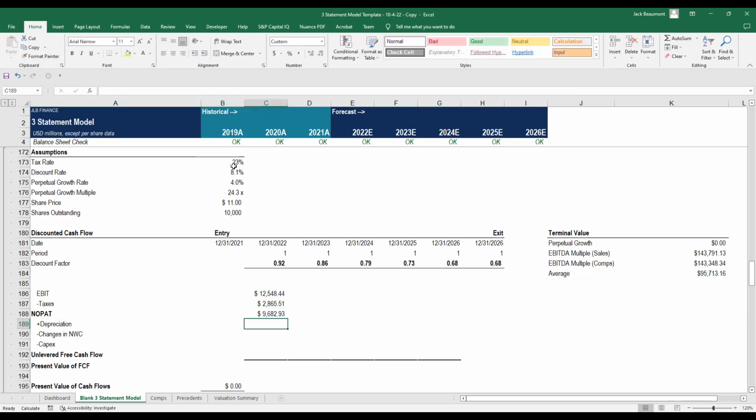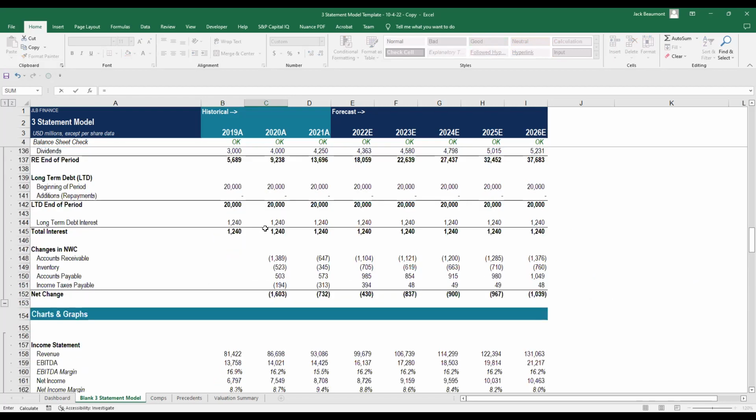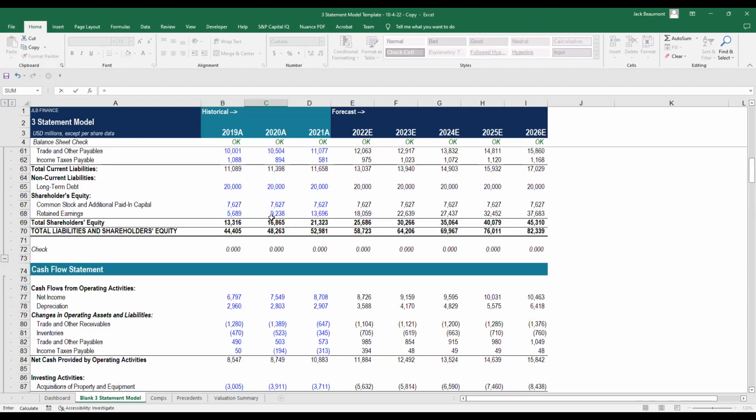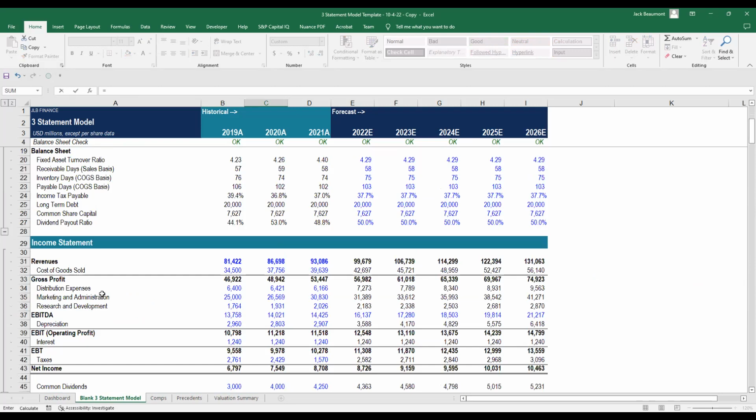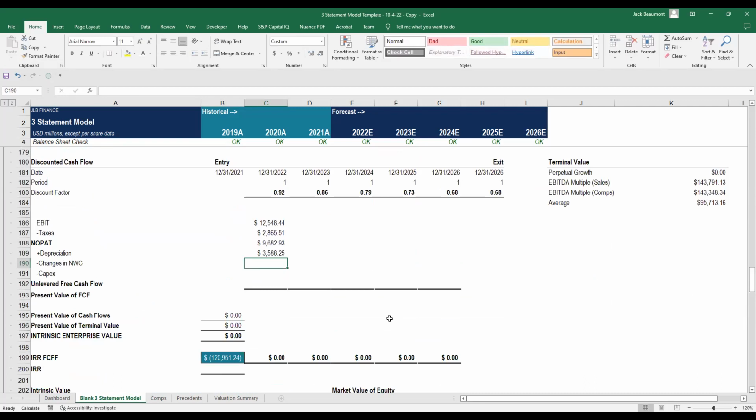Okay, so EBIT is already past depreciation. So depreciation has already been taken out of this. So we're going to add it back because it's a non-cash expense. So let's go find depreciation up here in our income statement. That's right here, and add that back in.